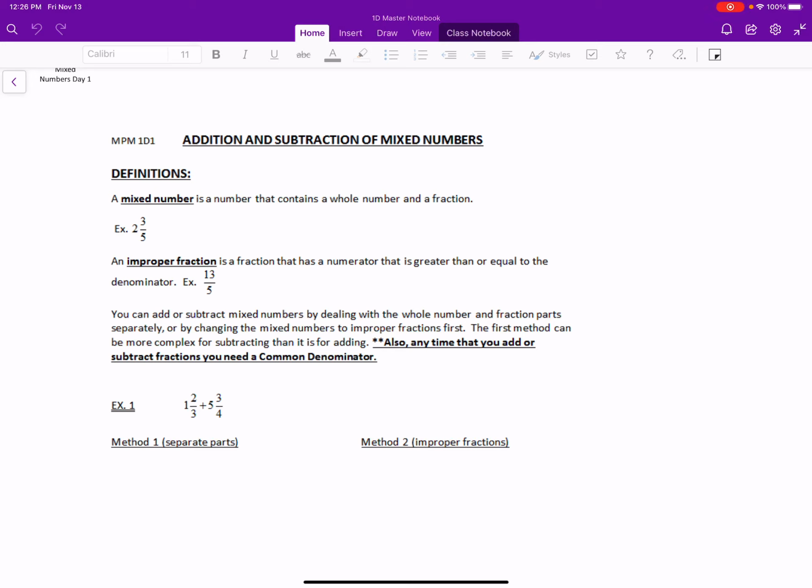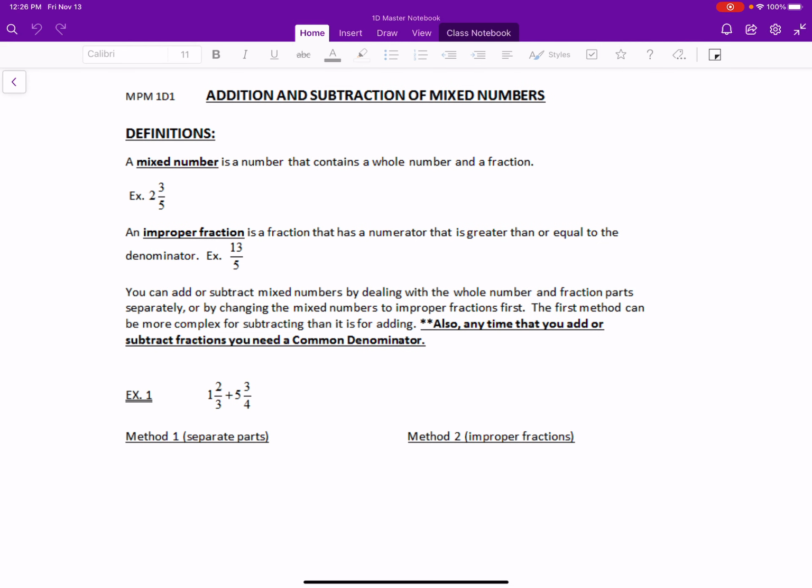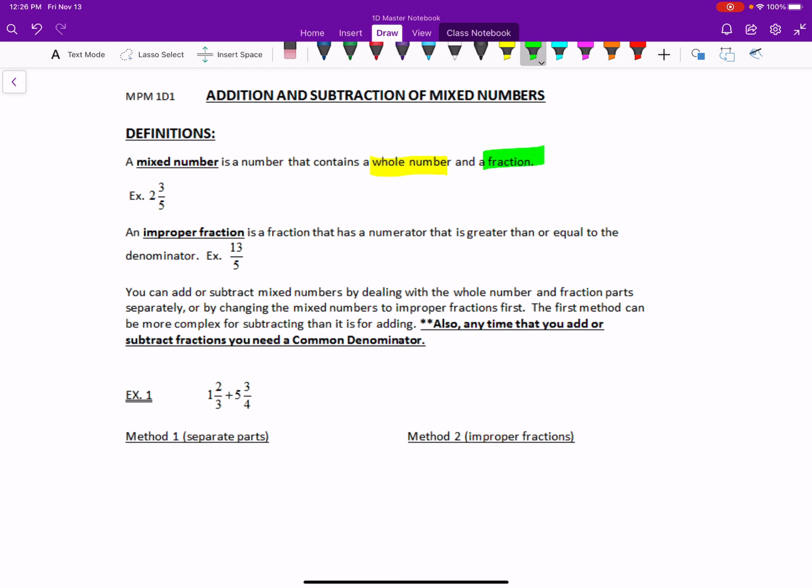In this lesson, we're going to look at mixed numbers. It's the first of two lessons on mixed numbers. So, a mixed number is a number that contains a whole number and a fraction, right? There's the whole number 2 in this example, and the fraction part is 3/5.